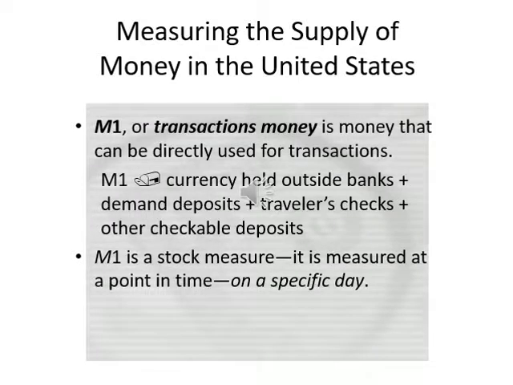Measuring the supply of money in the United States. M1, or transactions money, is money that can be directly used for transactions. M1 is currency held outside banks, plus demand deposits, travelers' checks, and other checkable deposits. M1 is a stock measure. It is measured at a point in time on a specific day.